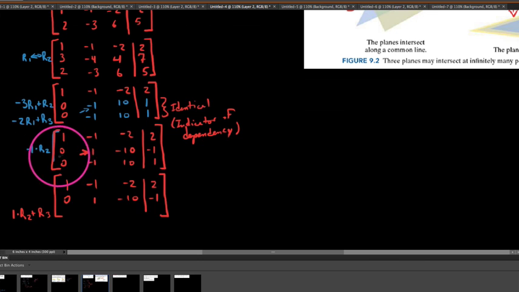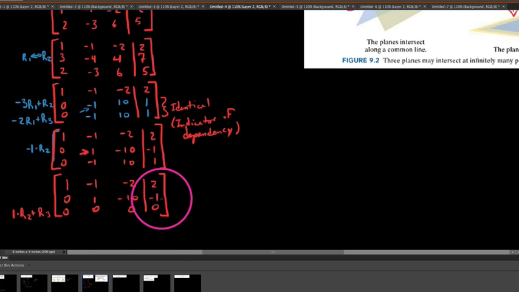Now, adding row 2 to row 3 here, we get 0 plus 0, 0. 1 plus a negative 1. We should have expected a 0 there after this row operation. But look what happens to these last two entries here and here. We get a negative 10 plus a positive 10 is a 0, and a negative 1 plus a positive 1 is a 0. And so something really interesting happens here.